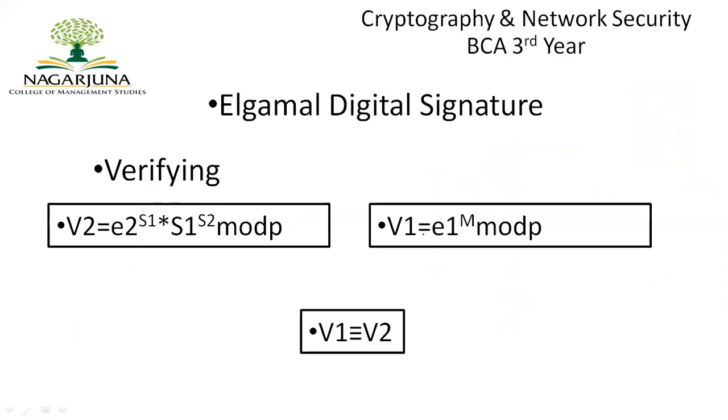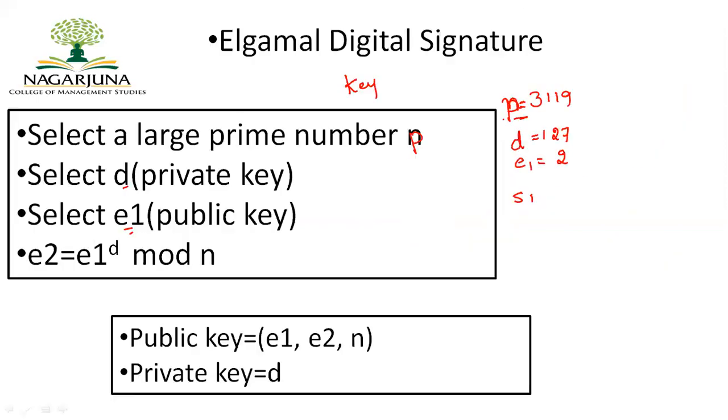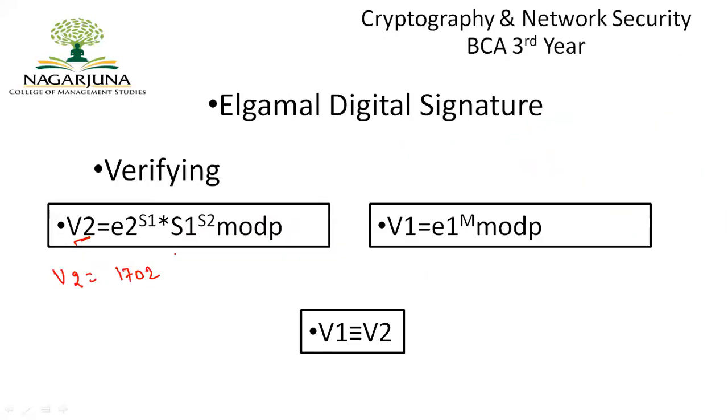So now the first part, what we have to do is calculate V2. We have to calculate E2, and after performing the calculation, the value of E2 will be 1702. This is how you calculate E2. Here E2 is equal to E1 to the power of D mod P. So as a part of it, we obtain the value as 1702. So I'll just write it here: E2 is equal to E1 to the power of D mod P. So this is what we have.